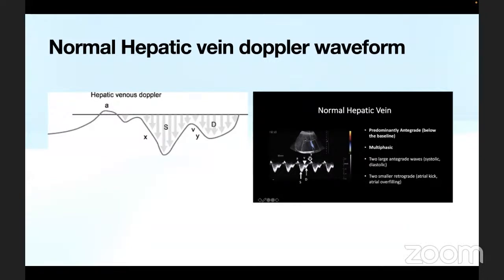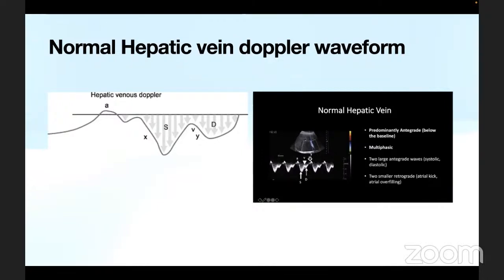But still, for discussion purposes, how do we assess the normal Doppler waveform of a hepatic vein? Here we can appreciate three waves mainly: A wave, S wave, and D wave. Above the line, the blood flow is towards the organ, and below the line, the blood flow is towards the heart. What does the A wave imply? The A wave implies atrial contraction. Whenever there is atrial contraction, there is some backflow towards the liver, and you can see this as the A wave in this waveform.